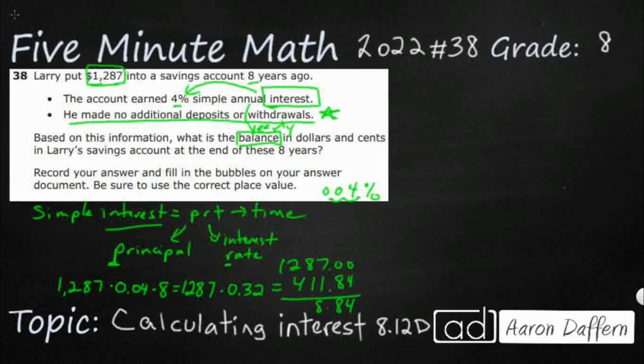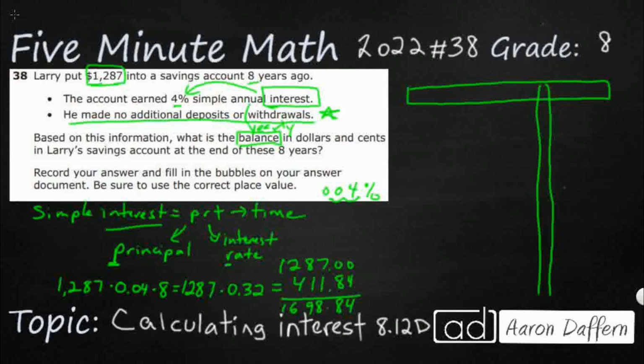So now we can do this by hand if we want to. And we're going to get $1,698.84. So let's see what that would look like if we wanted to put that in our answer document. We're going to need to use every single column. So you're going to get a thin column that's got the decimal. There's no bubbles underneath that.